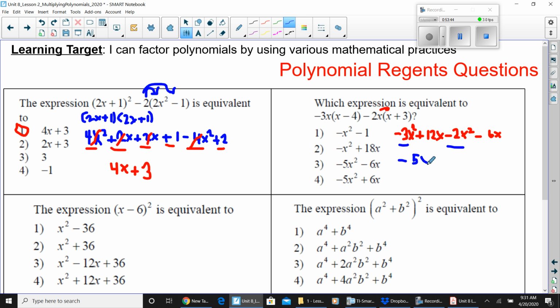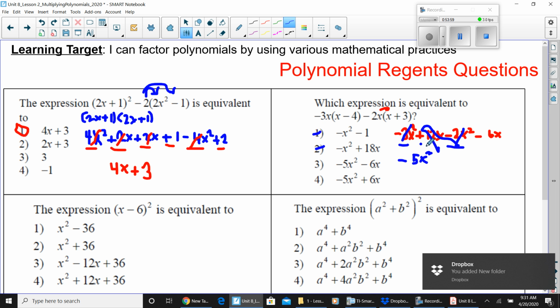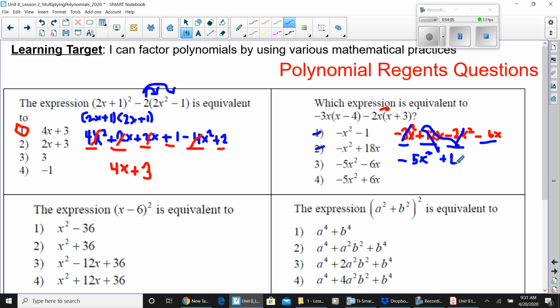So right there, just by doing the first terms, you could cross out 1 and 2, oh yeah, that's nice. Oh, that's very good. And then, so this is now 12x and 6x, that's plus 6x. All right, and 4 is your answer.